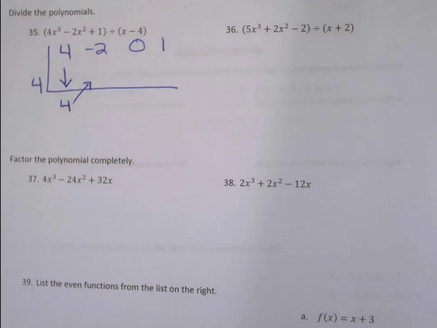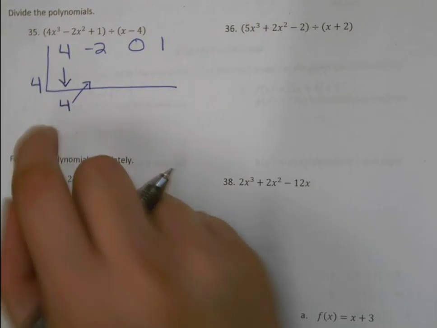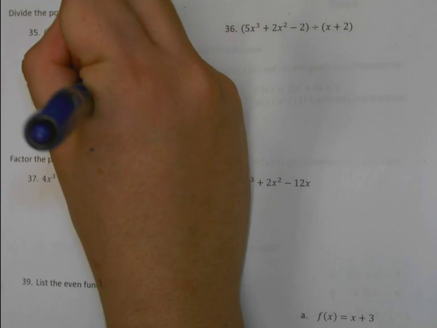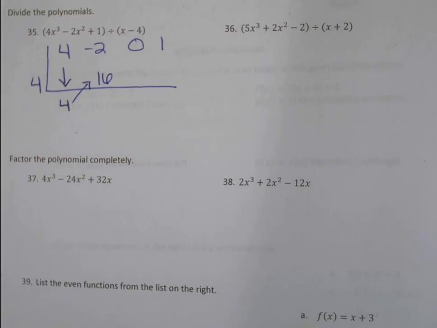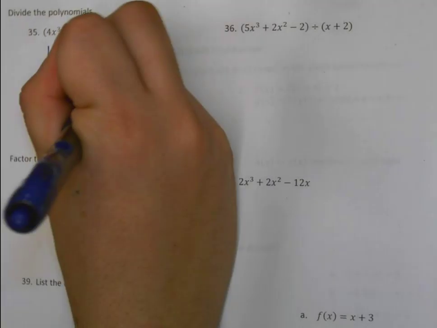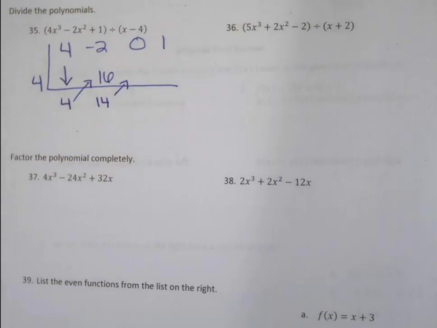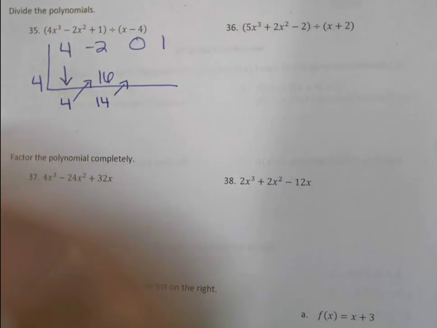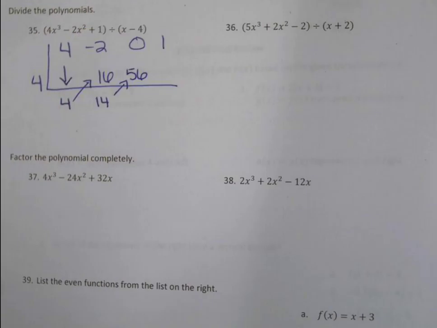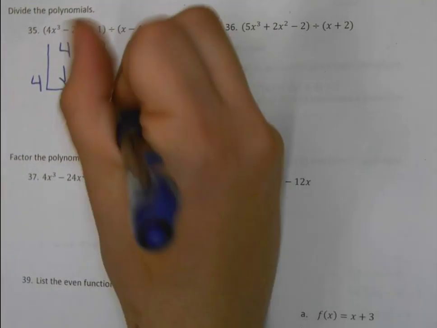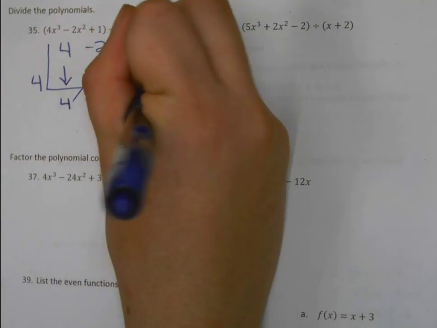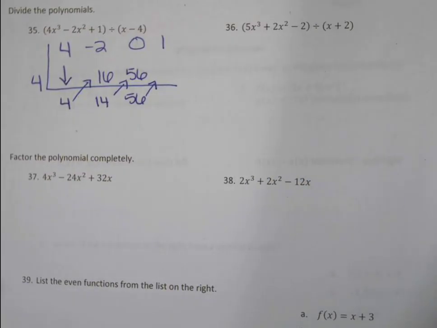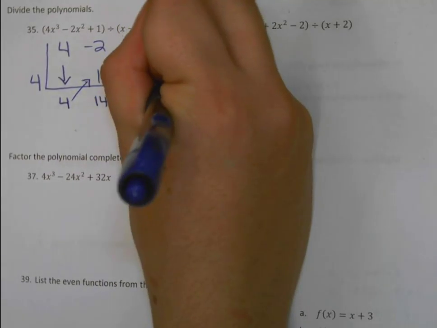Then I'm going to multiply by the 4 from the outside. So 4 times 4 is negative 2 plus 16 is 14. 14 times 4 is 56. 0 plus 56 is 56. 56 times 4 is 224 plus 1.